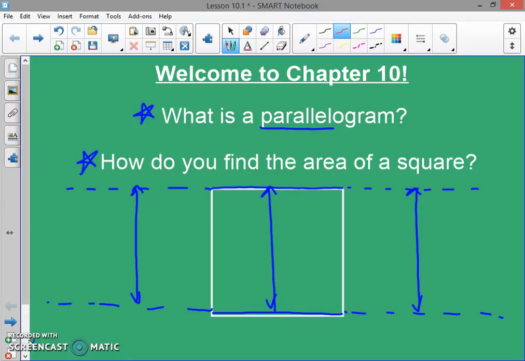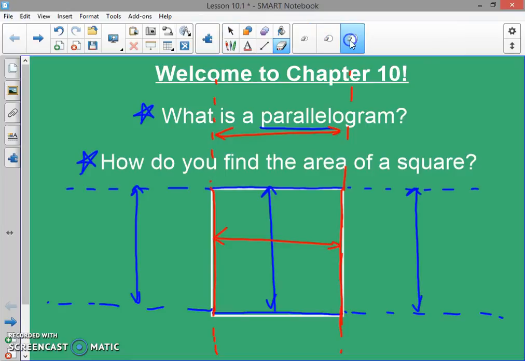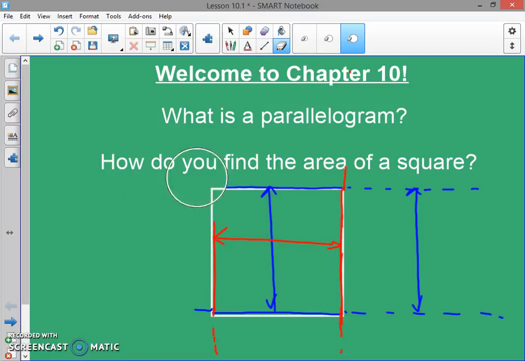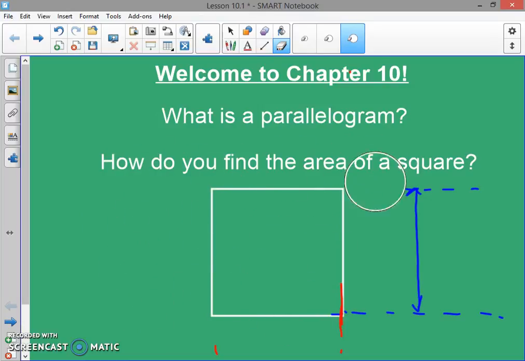Now, they also have a second set of parallel sides. Again, these sides will never cross, and they will always be equidistant from each other. So that's what makes parallel lines parallel. They will never cross, and they are opposite of each other. Just something to think about, food for thought.